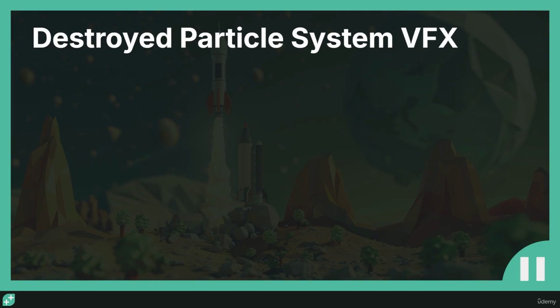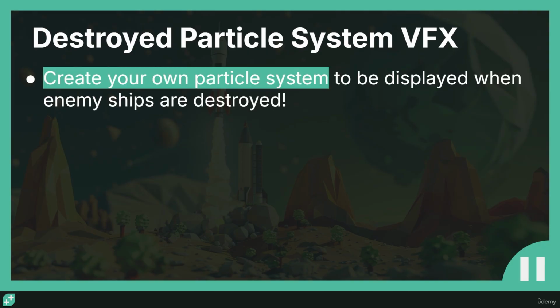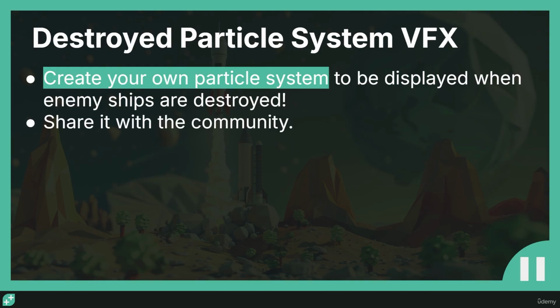You have everything you need in your tool belt to create your own destroyed particle system VFX. Each individual time an enemy spaceship is destroyed, let's instantiate an explosion particle of some kind. Create your own particle system to be displayed when your enemy ships are destroyed. Take as much or as little time as you'd like on this. Mine's going to be pretty simple. We'll just create it in a few minutes. But don't forget to share it with the community. I'd love to see your unique creations, and I'm sure other students would like to see what you've come up with on your own. So now's the time to pause the video. I'll see you back here in a few moments, and we'll go through my solution together.